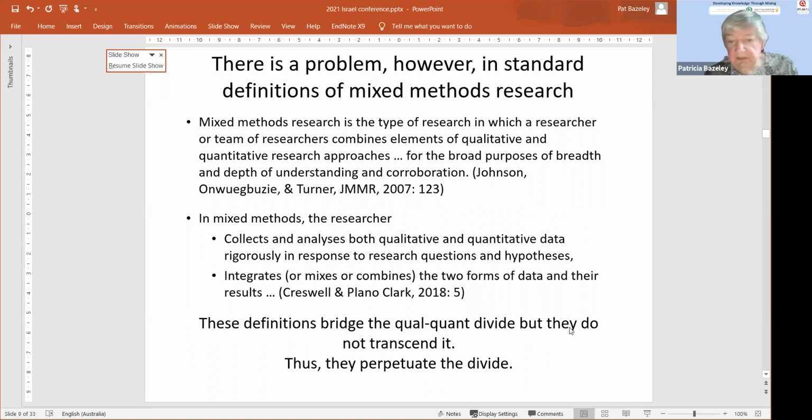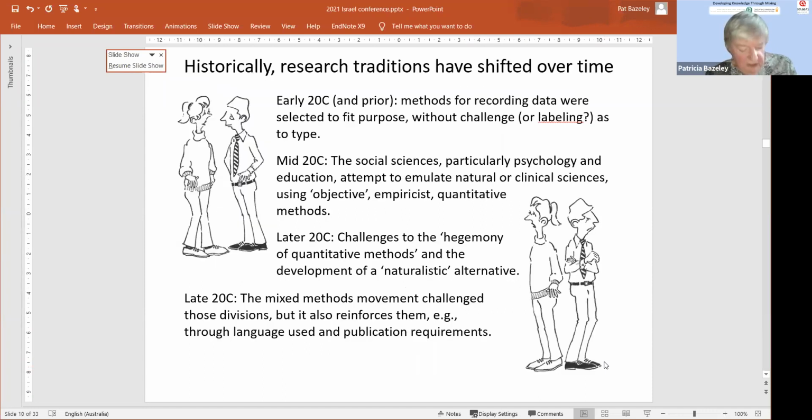As I suggest, these are reinforcing the divide by insisting on those labels. It may be quite possible that you use two very different qualitative methods or two very different quantitative methods. And I would still consider that that's still likely to generate what I would call a mixed methods project. So I don't agree with that distinction.